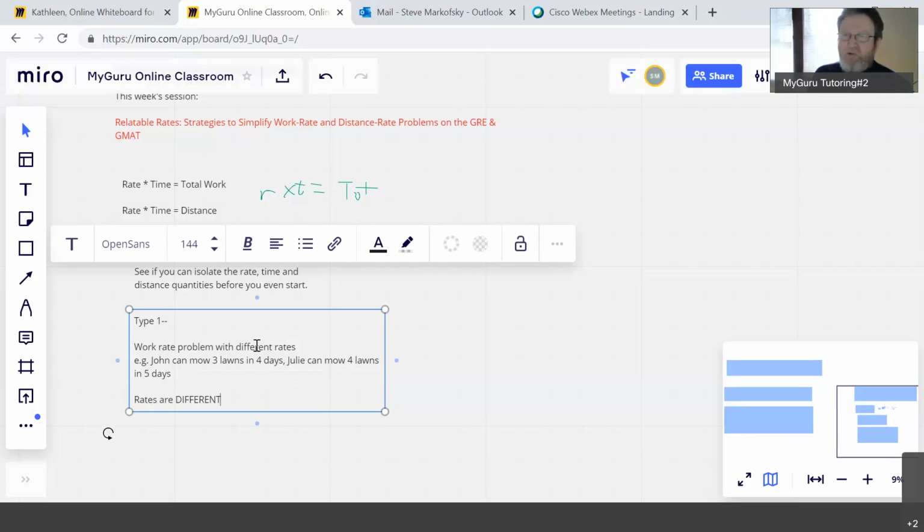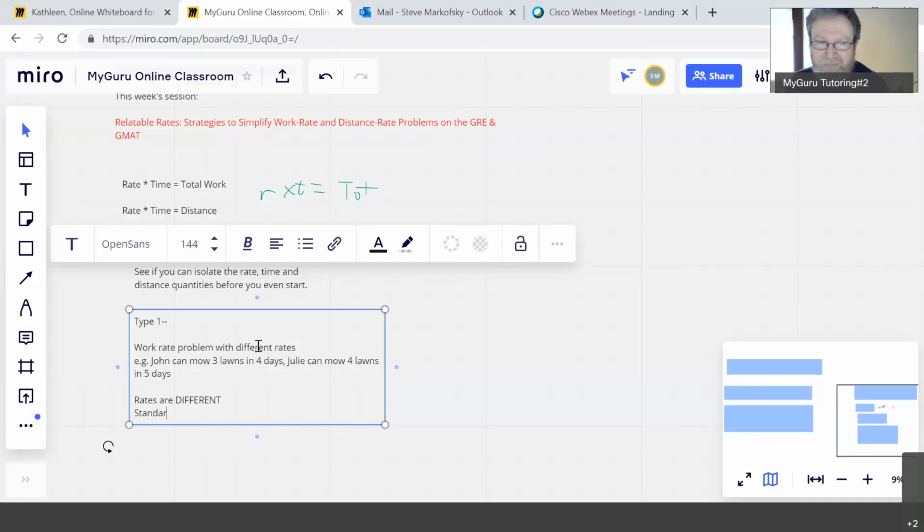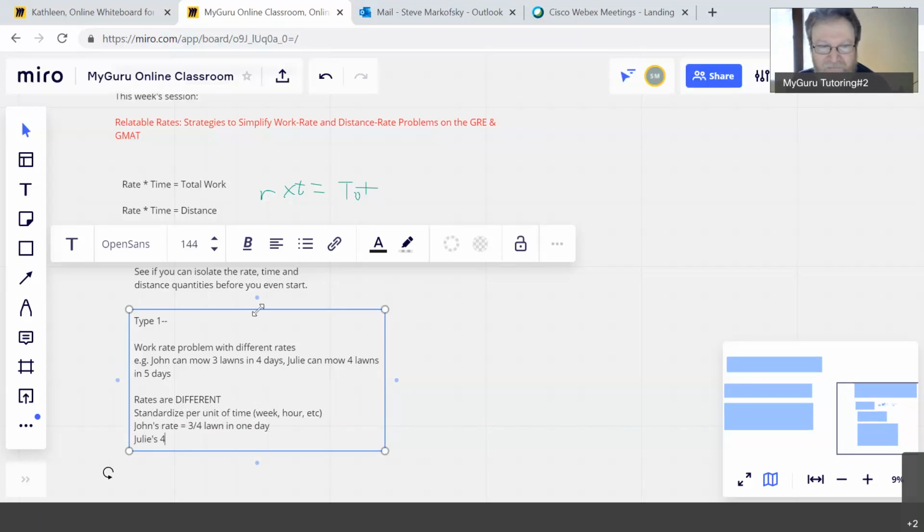So what you want to do for these kinds of problems is do the best you can to standardize the rates. These are much easier to work with if you can figure out what is going on per unit of time. So if John can mow 3 lawns in 4 days, John's rate would be 3/4 of a lawn in 1 day. And similarly, Julie's rate would be 4/5 of a lawn in 1 day.